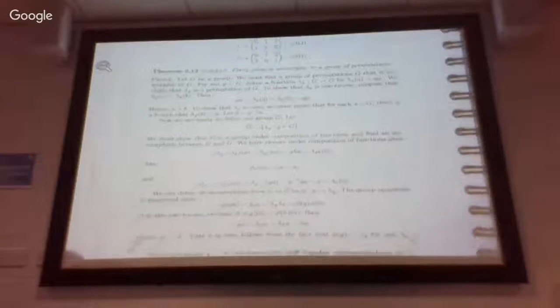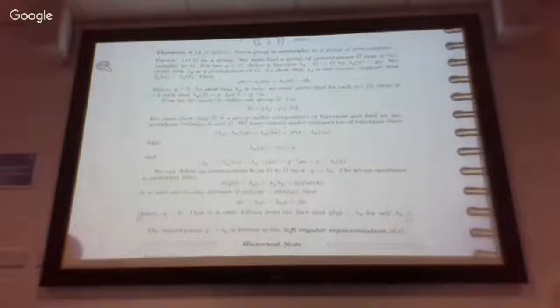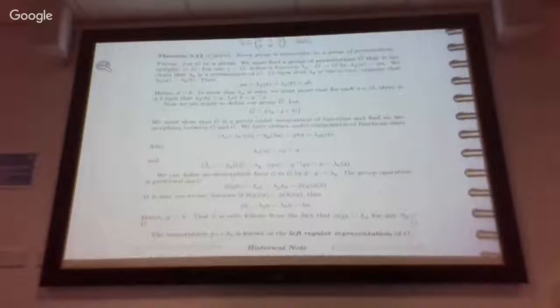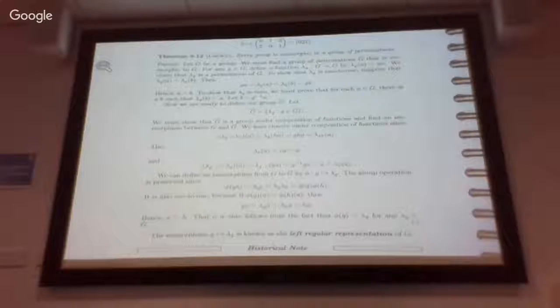Okay, so let's look at the proof of Cayley's theorem. That's all there on the screen. So the claim is every group is isomorphic to a group of permutations. He starts off, let G be a group. Now he says we must find a group of permutations, and he calls that G bar, G with the overline, so you can read that in English as G bar, that is isomorphic to G.